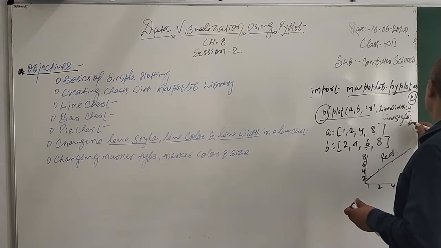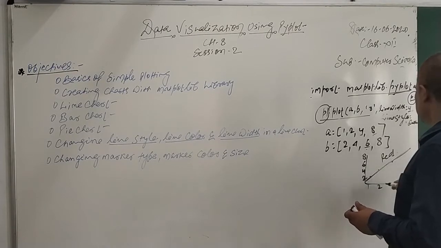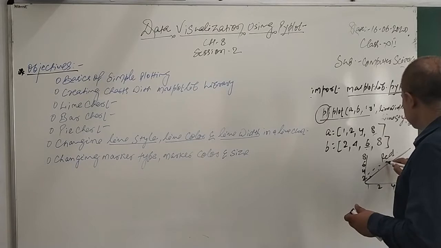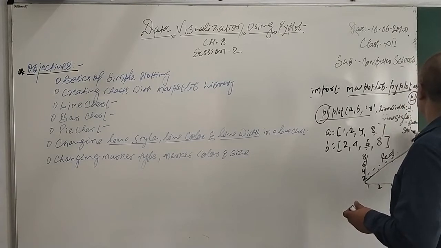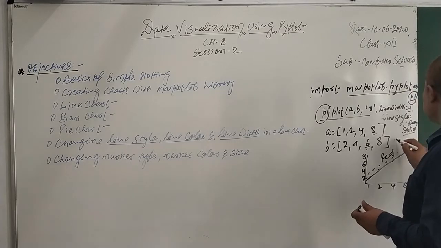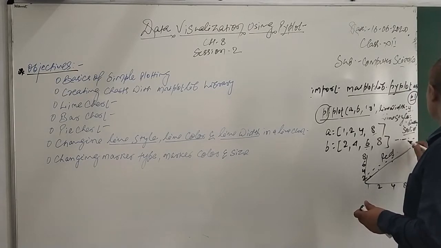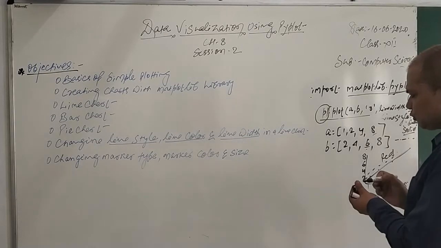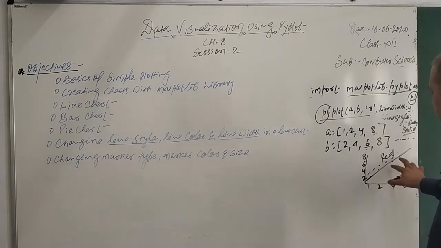So in single quotes, dashed means the line will be like this, or you can say solid. You will get the solid line. You can say dash and dot. So dash and dot you will write. So this is how to change the line color.